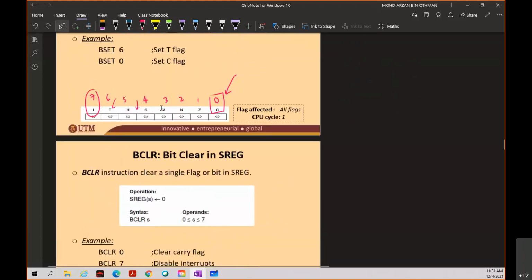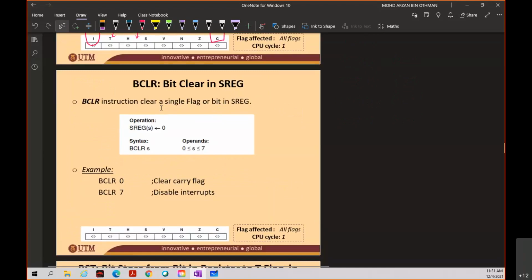And then we have another instruction called BCLR, which means that you are going to clear a bit in the status register. The BCLR instruction clears a single flag or a bit in the status register. So this is the operation: put 0 to the bit that is pointed to by s inside your status register. This is the syntax: BCLR s, in which s is your bit location starting from bit 0 to bit 7.